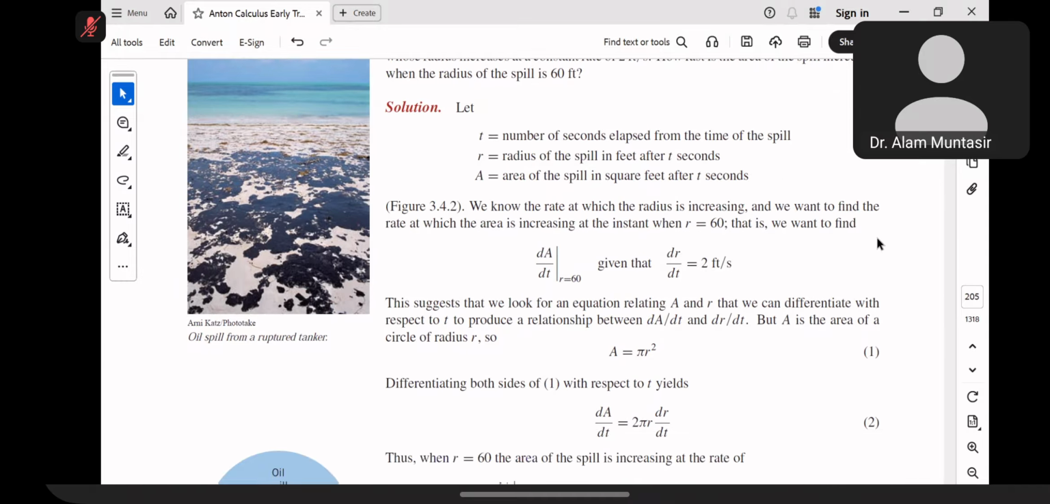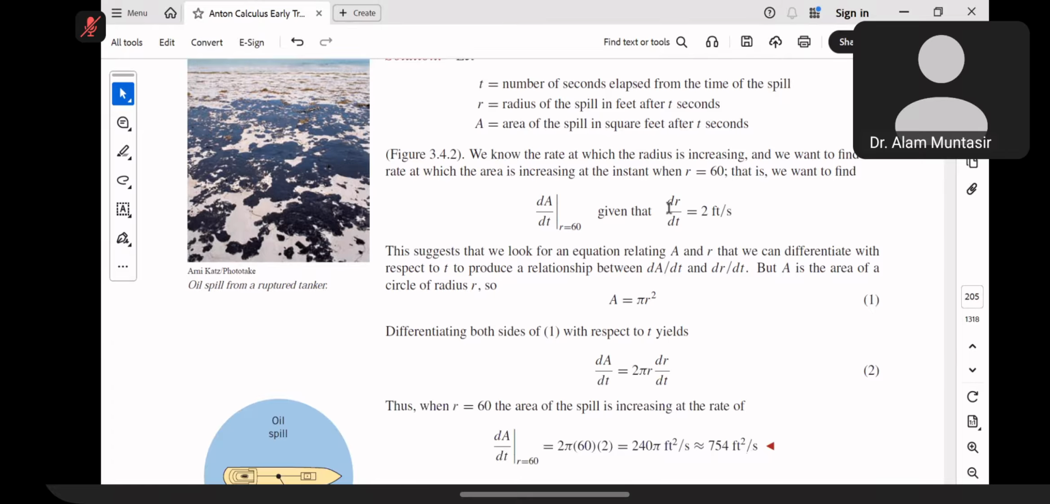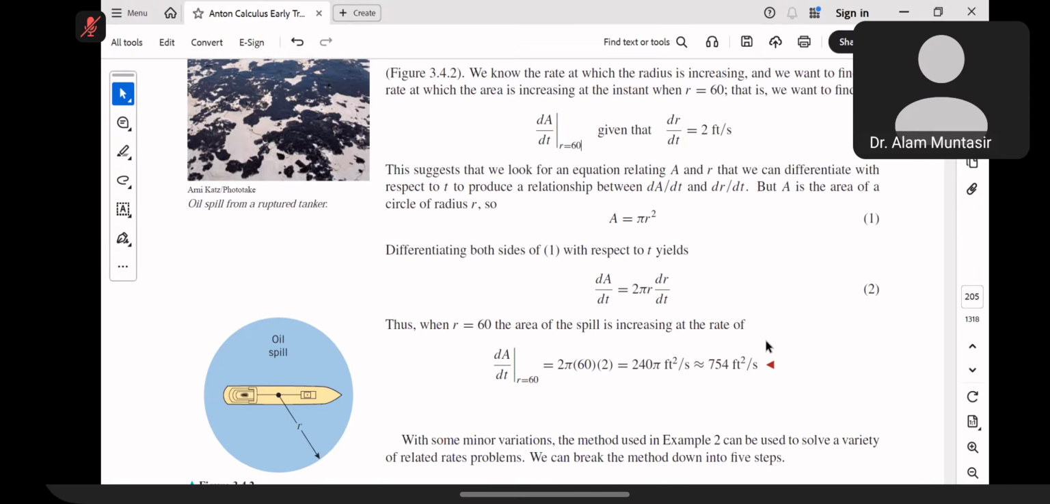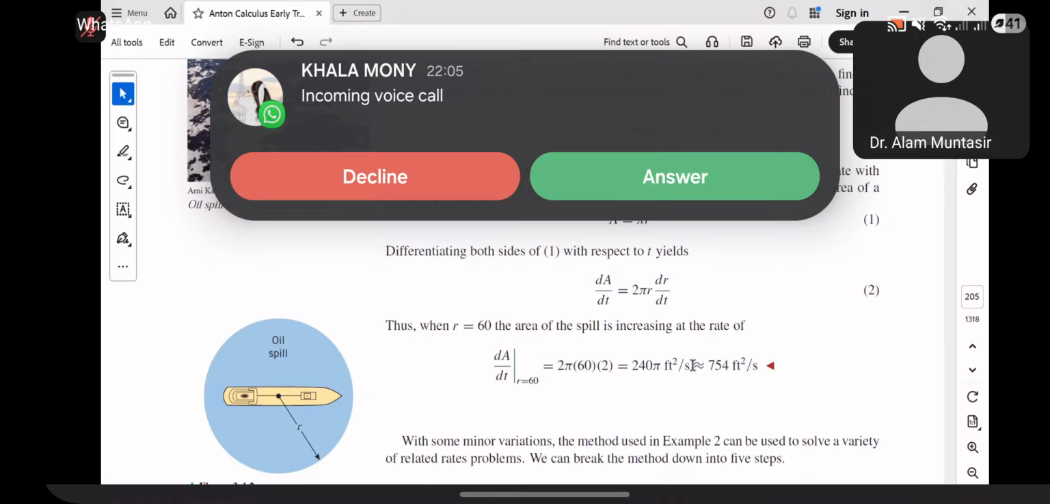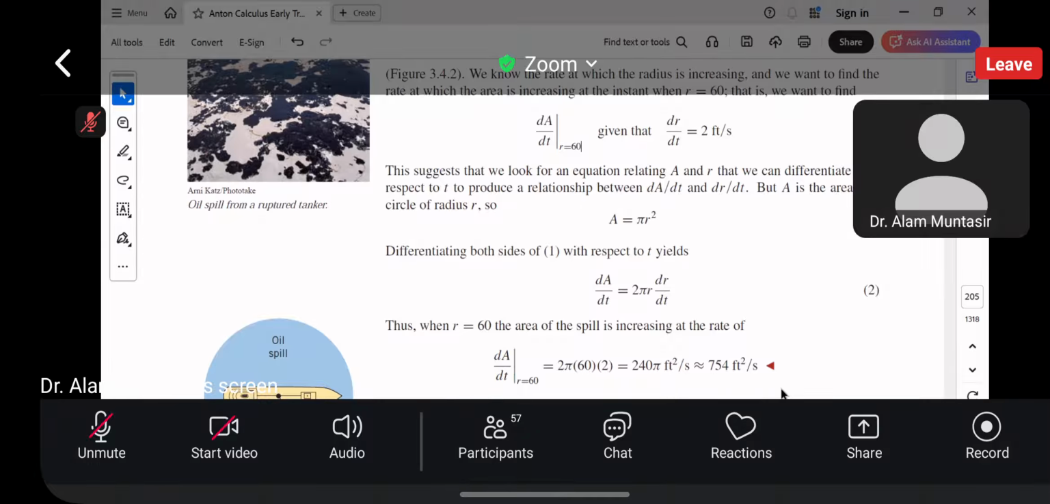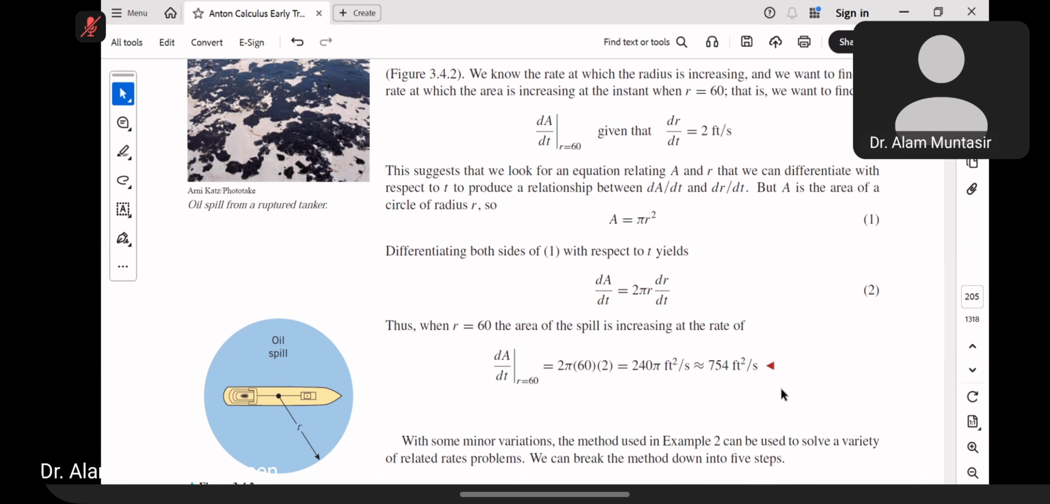Okay. So this is your given condition, and we need to calculate this value at a particular instant, which is when radius is 60. First, take the differentiation, and once we have the differentiation, replace r equal to 60 and dr by dt equal to 2 to get the desired rate of change of area. Clear? Very simple.